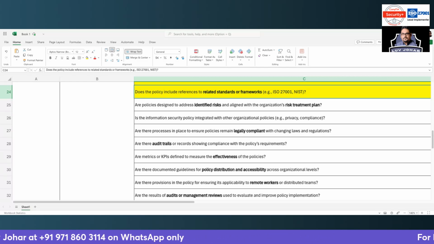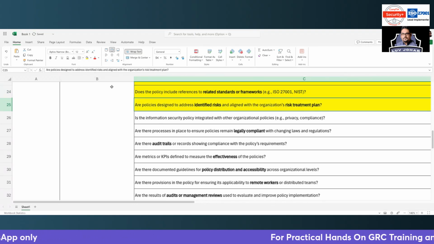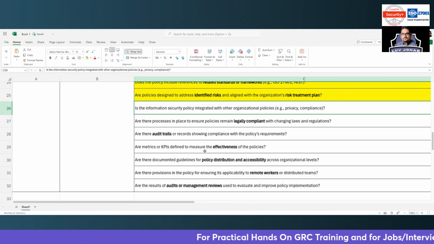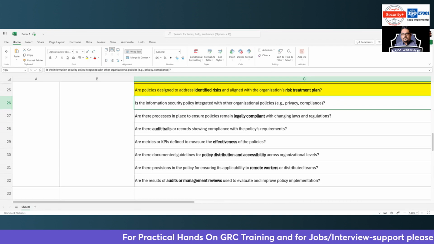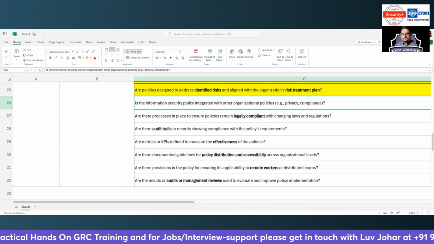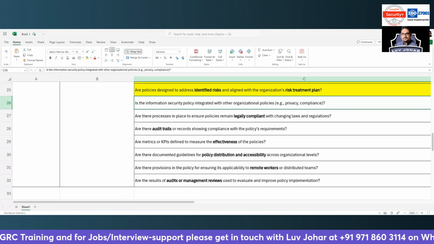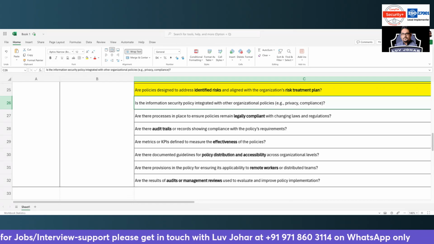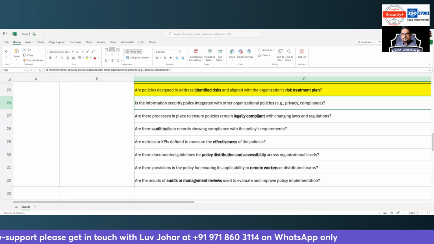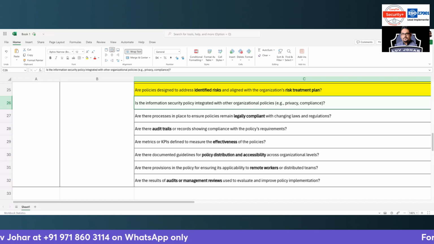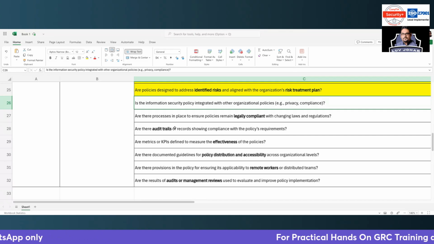Is the policy designed to address identified risks and align with the organization risk treatment plan? Definitely, the policy is designed to address identified risks and align with the organization risk treatment plan. So you need to make sure that your policy is aligned with your entire risk management approach, how you are performing the risk management, and if you want, you can give a reference of the risk management document over here as well, a small reference.